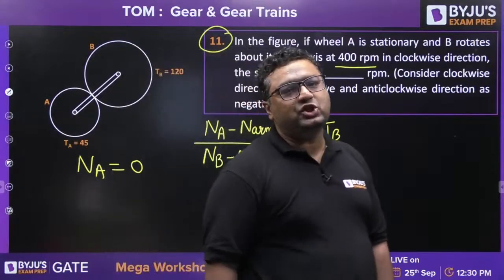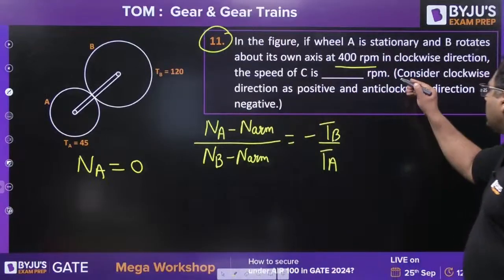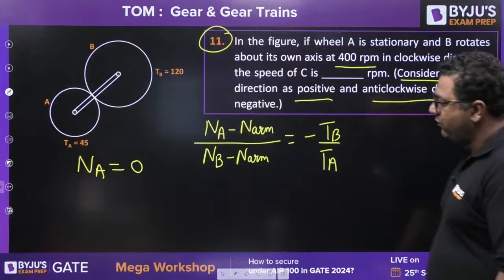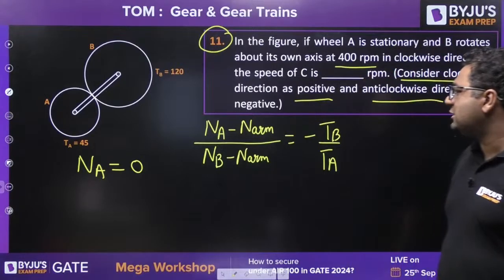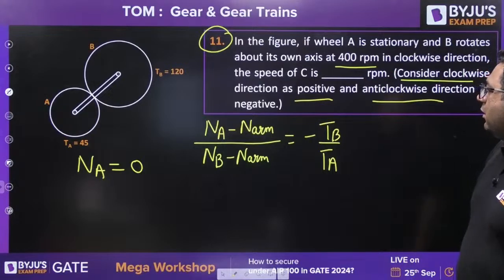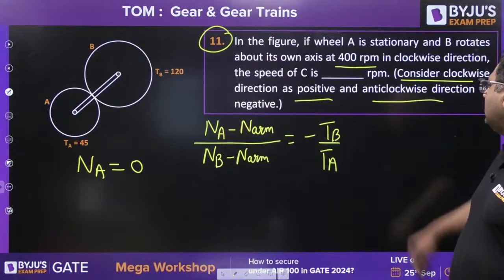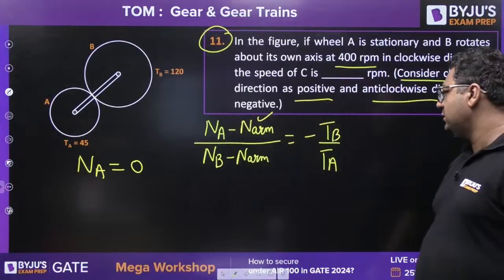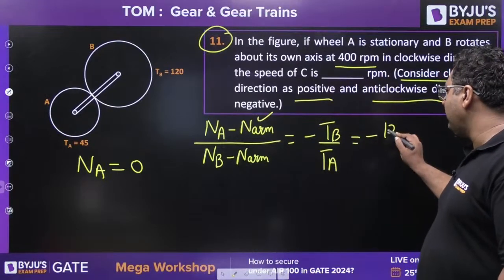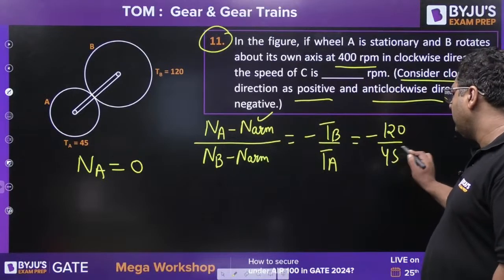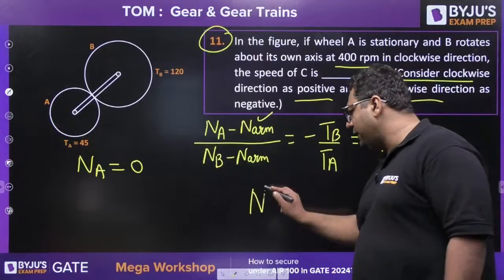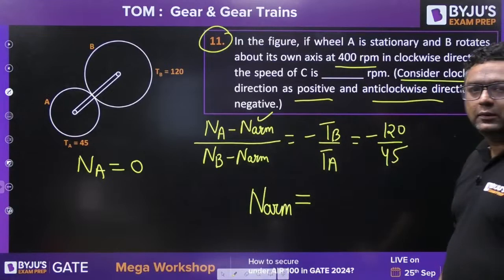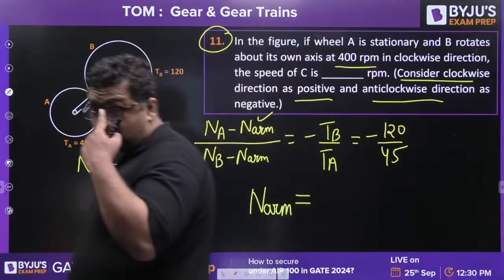They have also mentioned the sign convention. Consider clockwise to be positive, anti-clockwise to be negative. So you need to find out the speed of C. C is nothing but the arm. So N arm needs to be calculated. So it is minus 120 by 45. You need to find out N arm. Solve it, guys, solve it.